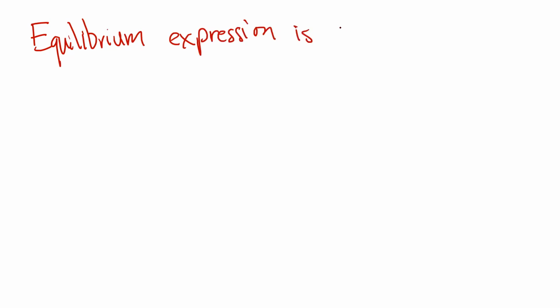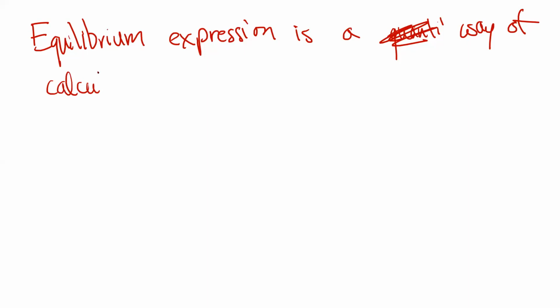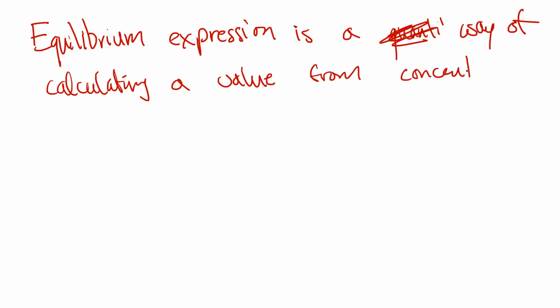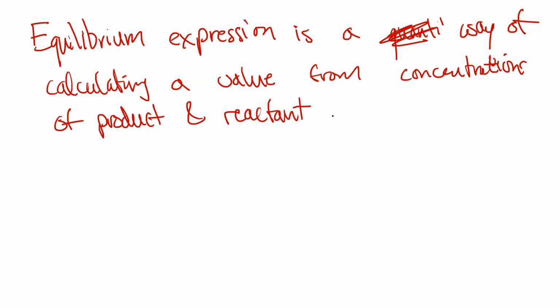So the equilibrium expression is a way of calculating an actual value from concentrations of product and reactant systematically, so we have something we can actually quantify. This is a systematic way of quantifying equilibrium.